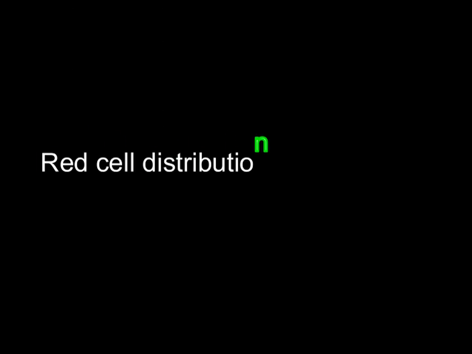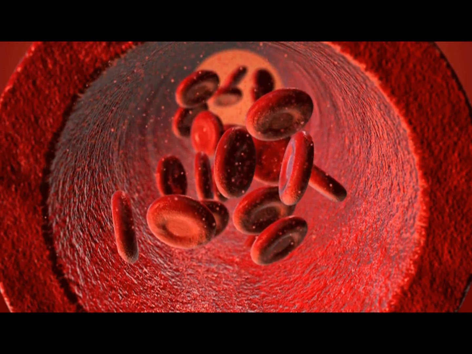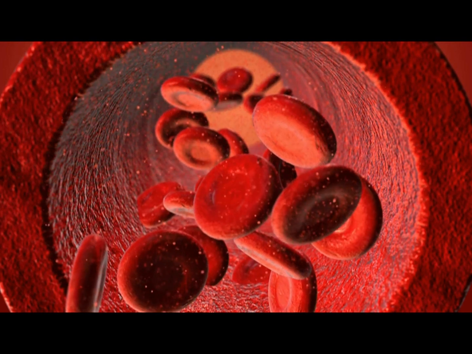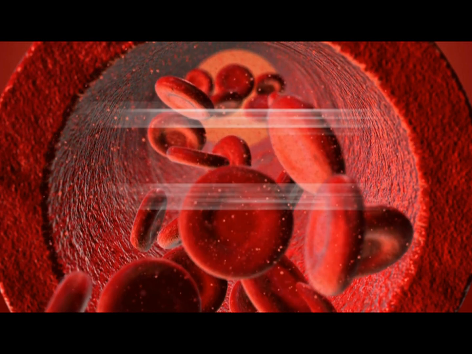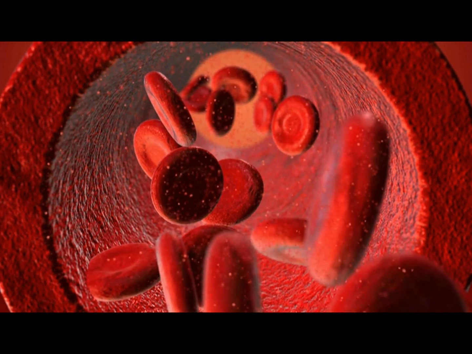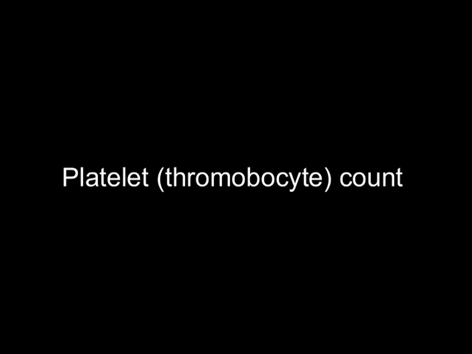Red cell distribution width, RDW. This measures the red blood cell shape and size variability. The higher the variation, the higher the RDW is. Normal, 11.5% to 14.6%. Platelet, thrombocyte, count.